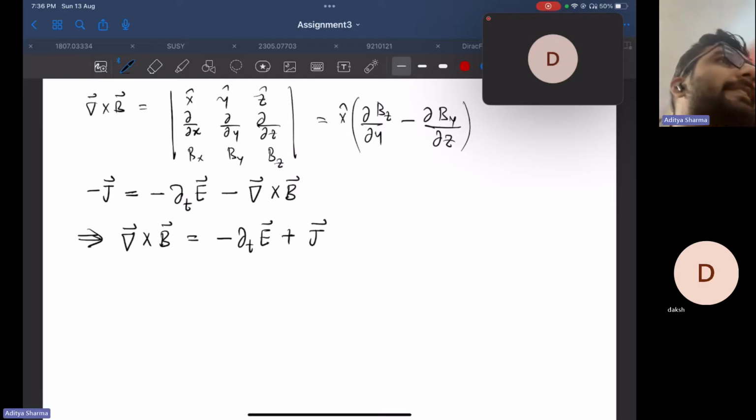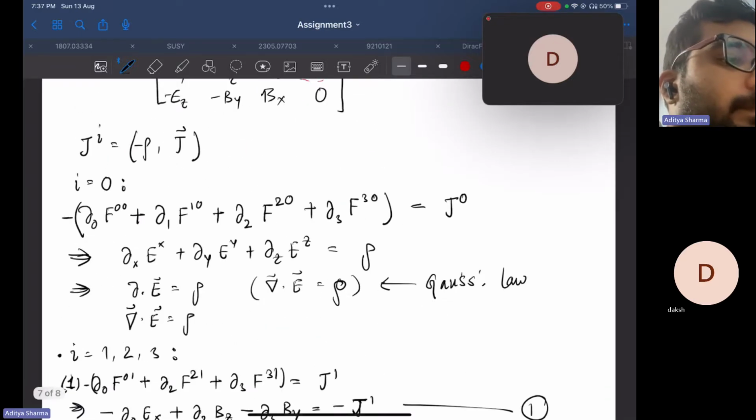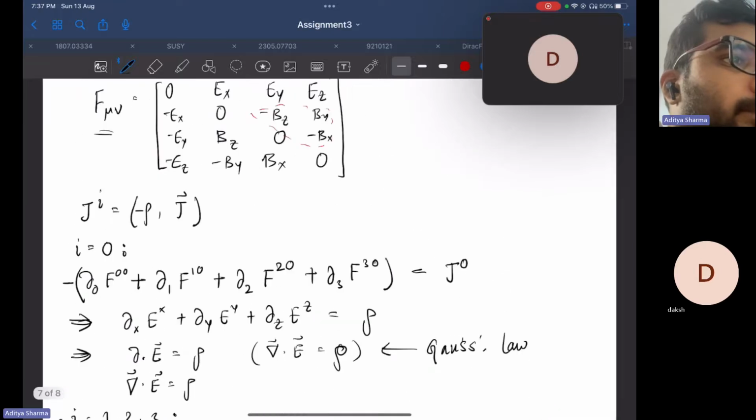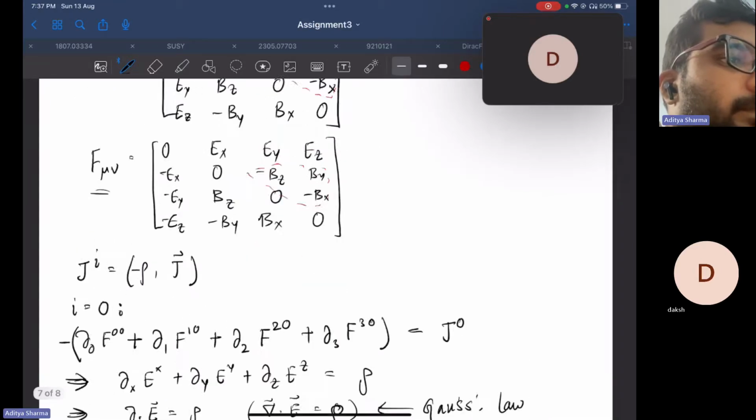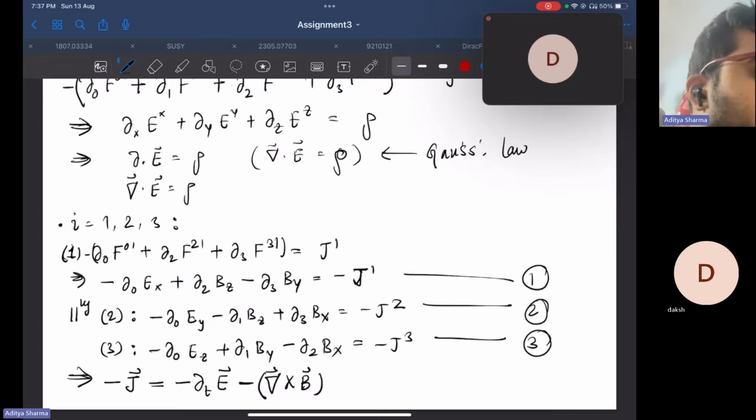So is there a mistake in here? There is a mistake, I guess. Some signs are not matching, right? Let me just check. I think there should have been a plus. And where is this plus? So what is the mistake I have made?